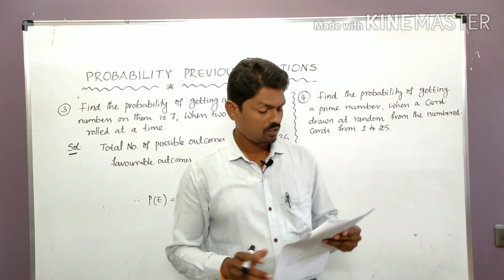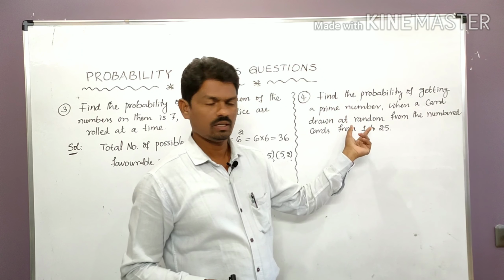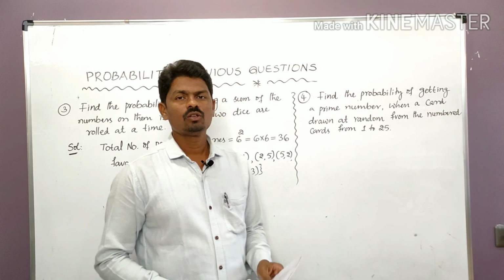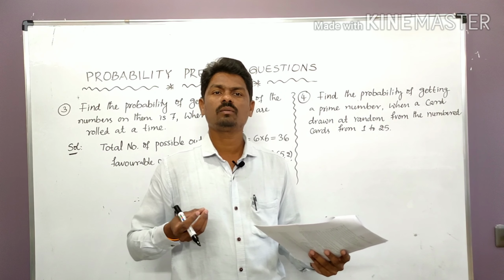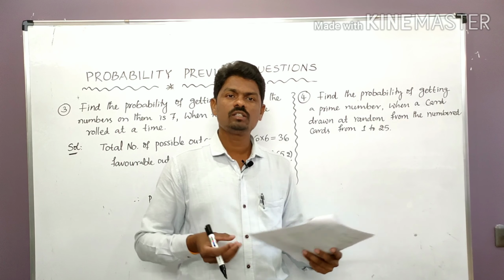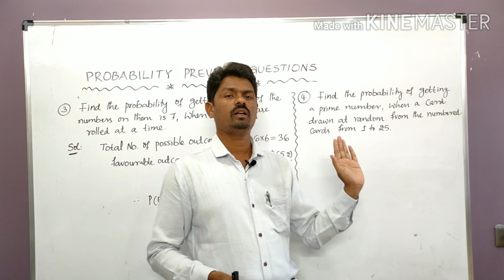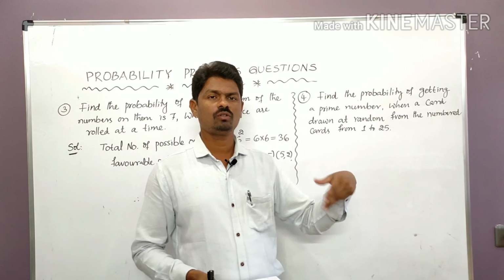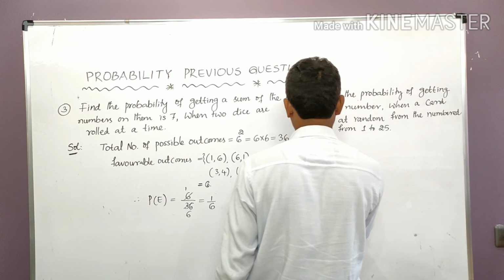So see student, he has asked this previously. Find the probability of getting a prime number when a card is drawn at random from the numbered cards 1 to 25. So there are some cards which are numbered from 1 to 25. If we draw a card from the total number of cards that are 25, then what is the probability that the card should be a prime number, he is asking. So first again we have to write the total number of possible outcomes. How many cards are there here, student? 25. Therefore total number of possible outcomes also 25.